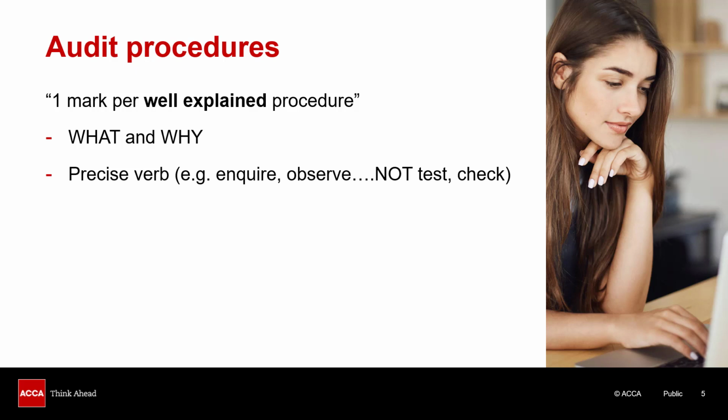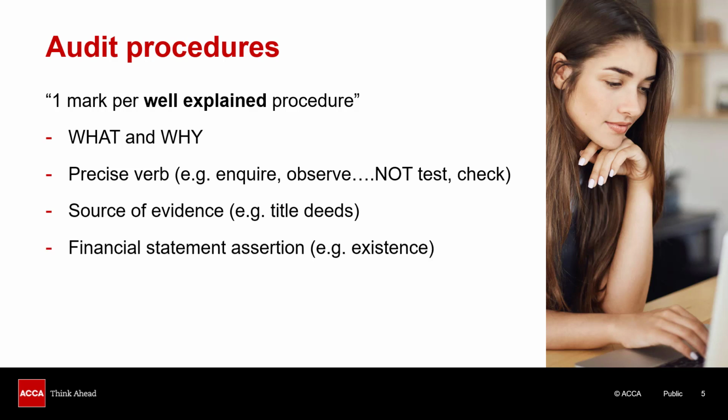your audit tests. Always good to have a source of evidence, what you're going to agree something back to, perhaps title deeds or some other source of evidence. And really good if you can link this audit procedure to a specific financial statement assertion. That's the why part. So we're going to observe something happening or inspect the title deeds to confirm ownership of an asset. Let's look at an audit procedures question now.